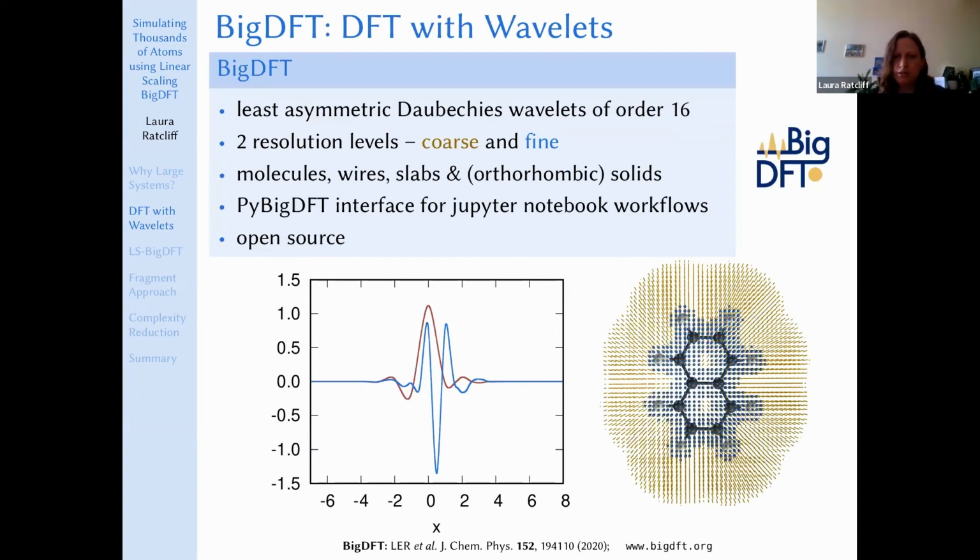So as I mentioned, there are lots of different families of wavelets. In BigDFT, we use the least asymmetric Daubechies wavelets of order 16, which is a bit of a mouthful, but they look like this. So the red function is the scaling function and the blue function is the wavelet.